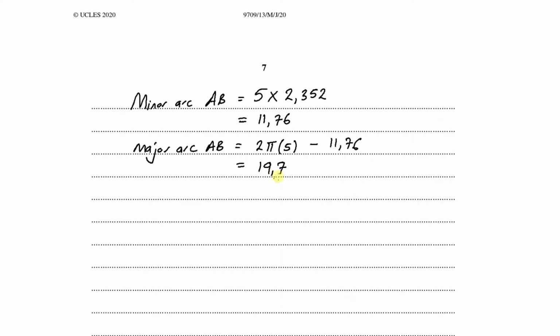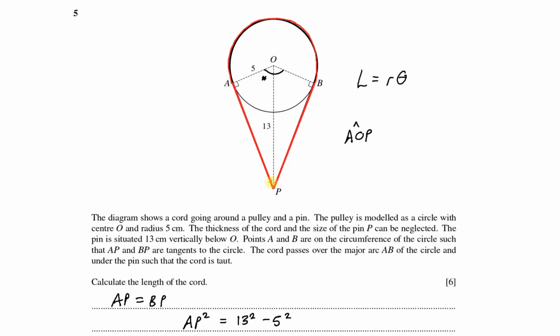So that's the length of the major arc. So here we can now find the length of the whole chord. We're now saying the length of chord is going to be equal to the length of AP, the length of BP, and the length of the major arc. So that's arc AB. So this is what we're going to use for the total length of the chord.